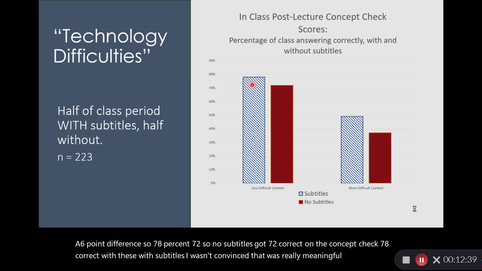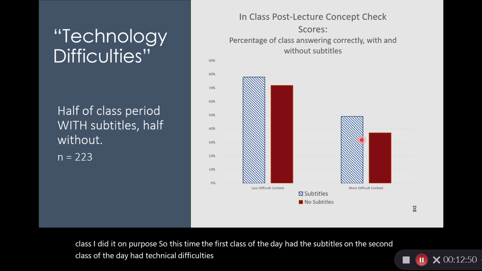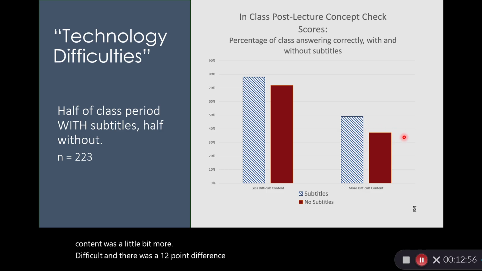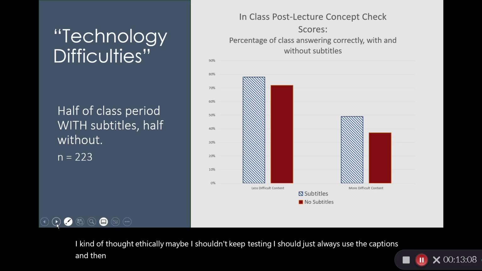So in the next class, I did it on purpose. So this time, the first class of the day had the subtitles, and the second class of the day had technical difficulties. So there was a larger difference this time. The content was a little bit more difficult, and there was a 12-point difference. So I kind of thought ethically, maybe I shouldn't keep testing. I should just always use the captions and then think about down the line, seeing if I could get it through the IRB to test it out.